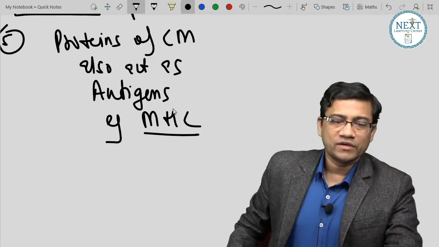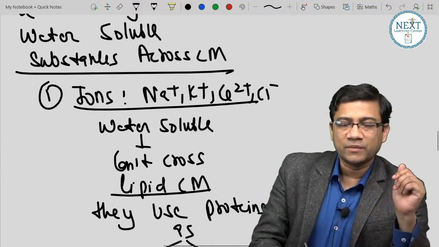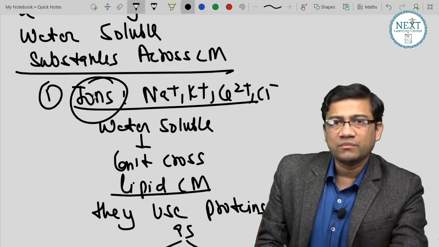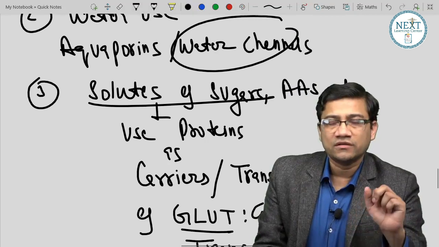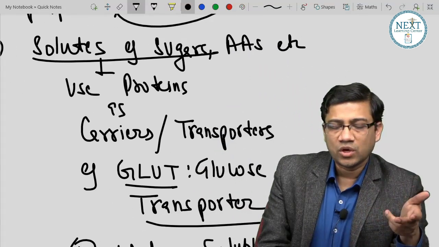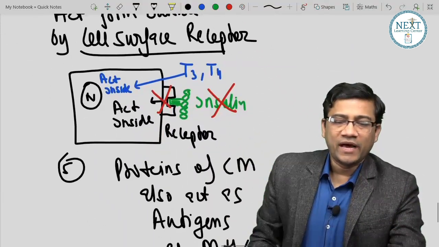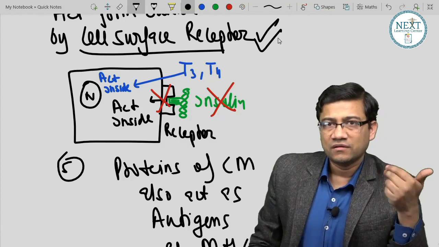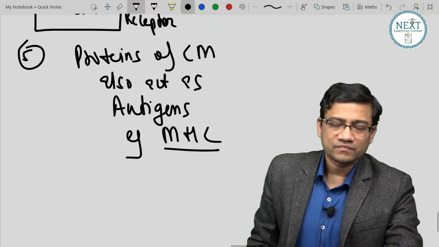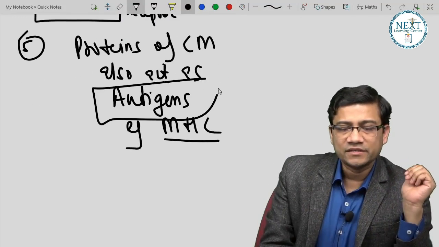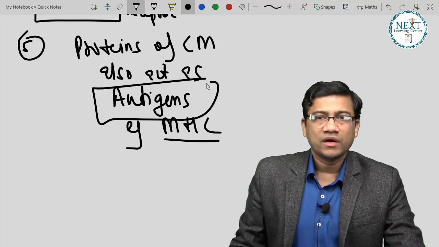So what is the summary? What are the 5 functions the proteins are performing? They allow the ions by acting as channels or pumps. Then they allow the water by acting as water channels. Then they allow the solutes by acting as carriers and transporters. Then they help in action of water soluble substances like hormones and neurotransmitters by acting as cell surface receptors. And also they can act as antigens. What are they called? Major histocompatibility complex.